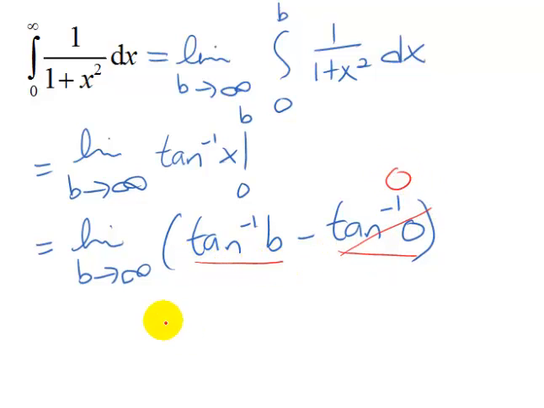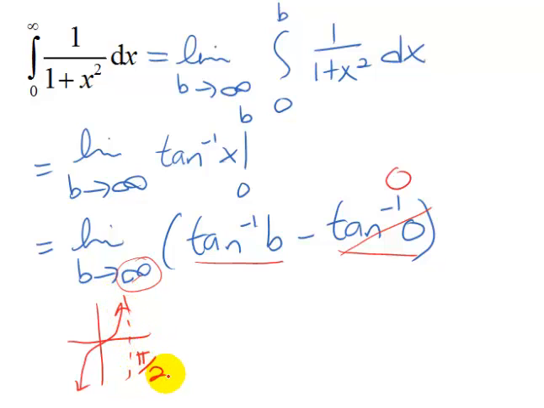Now this one, where does the tangent approach infinity? I think of the tangent graph when I do that, and I know that it approaches infinity at pi over 2. The other way you could think of it is the graph of inverse tangent, and we know there is a horizontal asymptote there at pi over 2. So the answer to this is pi over 2.